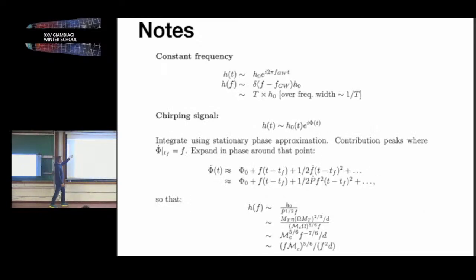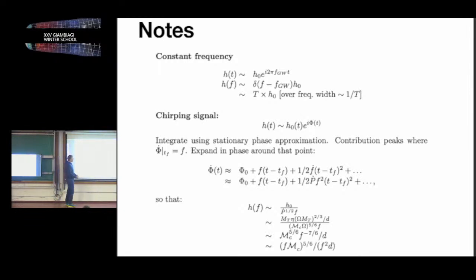For a pulsar timing array, this is like a constant. It is emitting at a constant frequency. So h of f is basically some sort of delta function. It's emitting only at one frequency with the amplitude h naught. For a chirping signal like the one in LIGO, which is changing with time, you have to be a little bit more careful of how you make the Fourier transform.